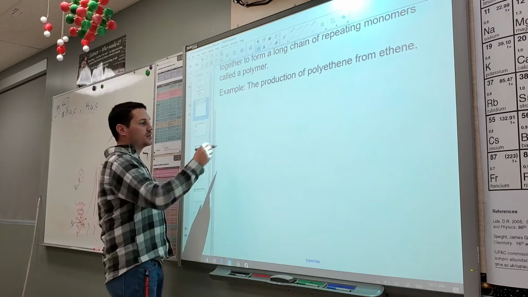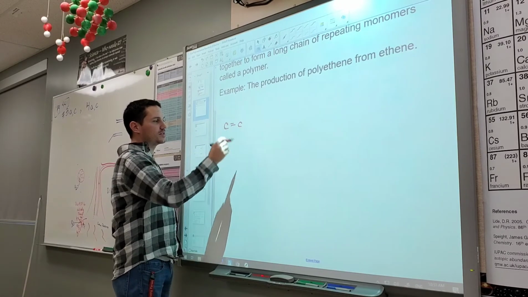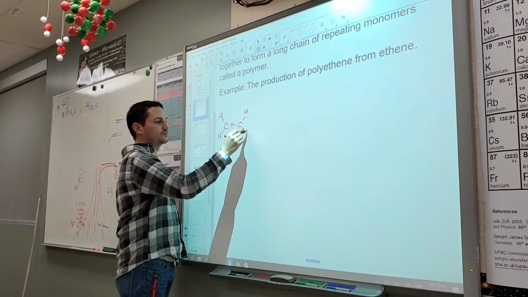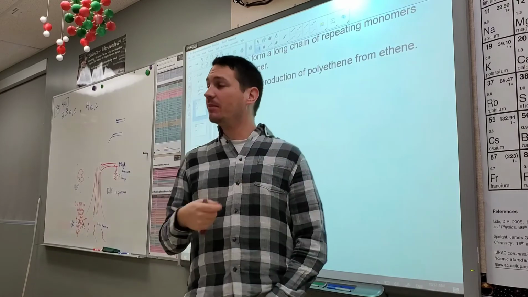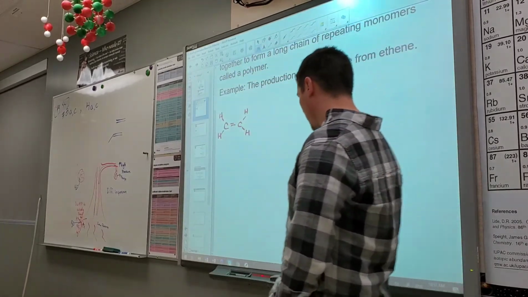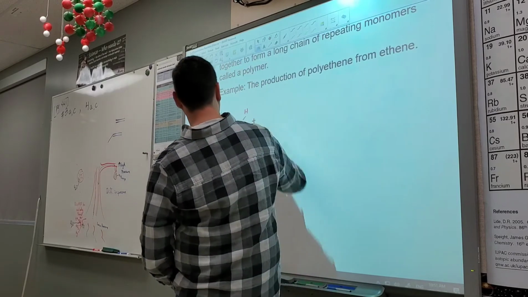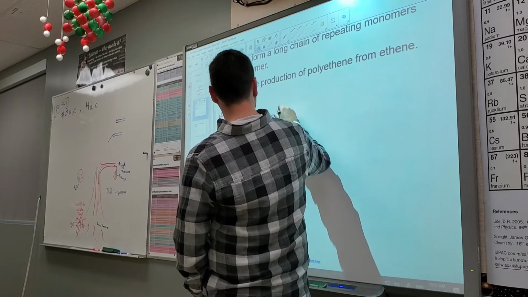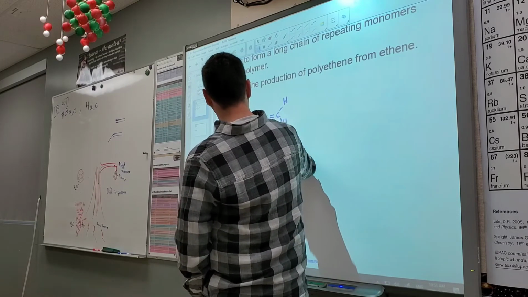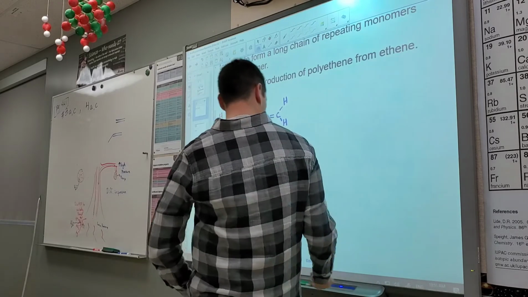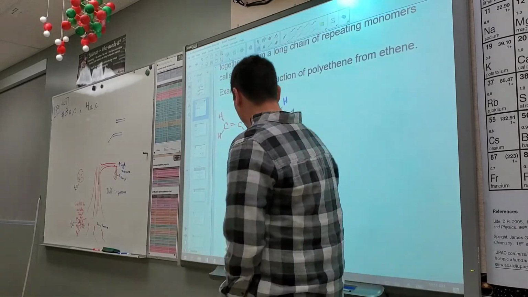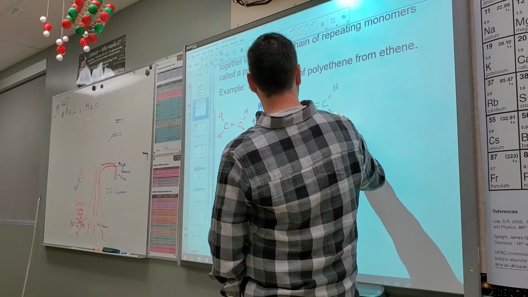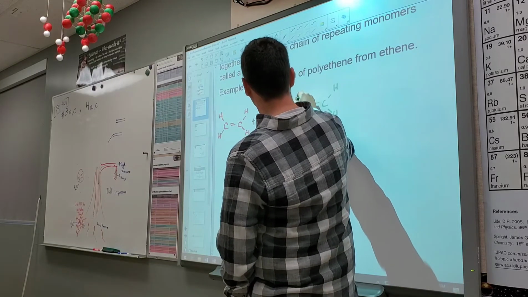Double bonds, right? So we're going to take C, and we're going to have some H's here. If you have another color, it might be helpful, but it's totally fine if you don't. Hopefully you can see the green. Sometimes the green doesn't really show up very well.